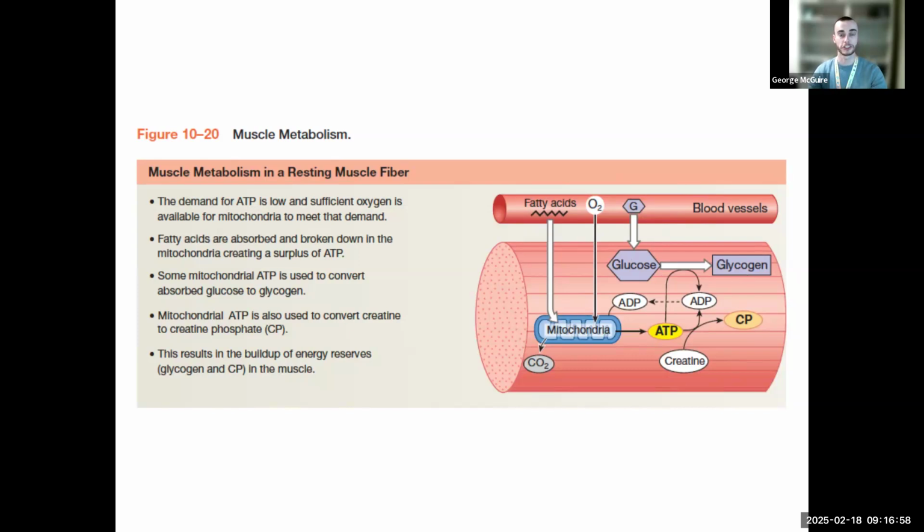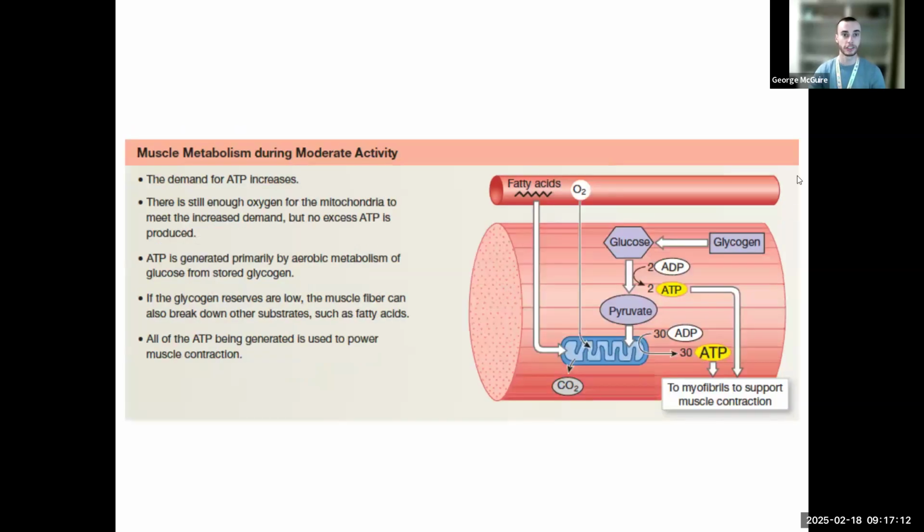So we're building up our glycogen stores, we're maintaining our cells with fat, and then we are storing extra ATP and creating extra creatine phosphate, again, with the goal of being ready for when we need that energy. So then we start getting into some moderate activity. And this is where those steps that I was talking about in the previous slide come into play.